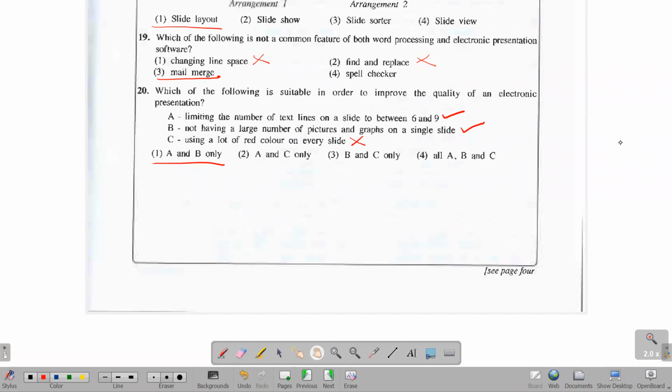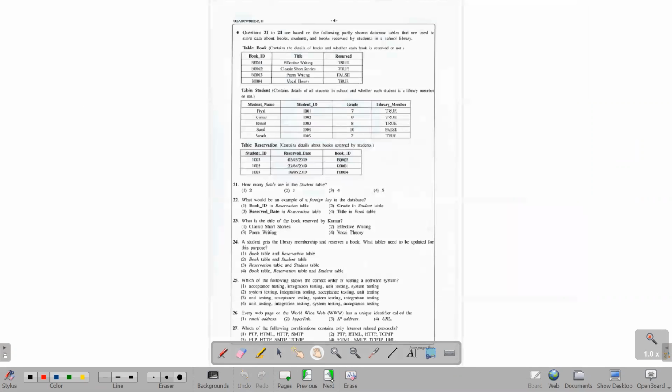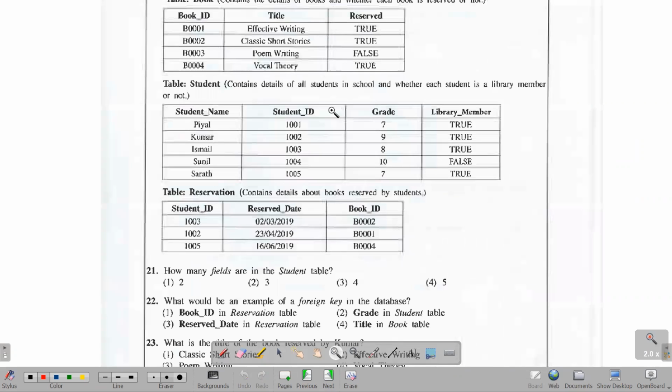Okay, so how about it, people? We have done up to the 20th one. Any questions? Is that clear?